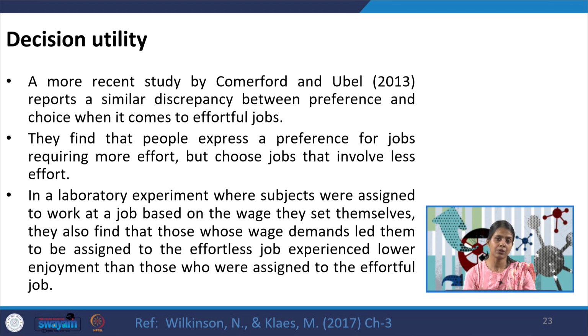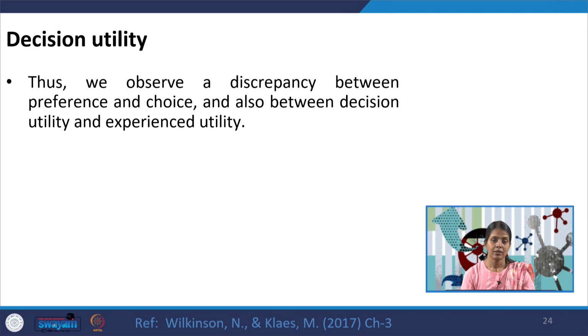So, you would also realize that many times we tend to appreciate people who are very hardworking, but if I am also made to work that hard, will I actually enjoy that kind of a situation? Maybe not. So, if I am asked to choose a very hard working job, I may say no to it, given that there is no difference in the wages. But we of course definitely appreciate people who are very hardworking, who put a lot of effort in the jobs. So, that is why one is a decision factor, another is a hedonic factor. Thus, we observe a discrepancy between preference and choice, and also between decision utility and experienced utility.